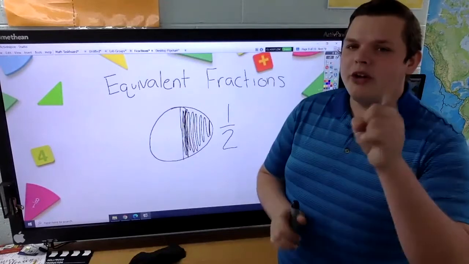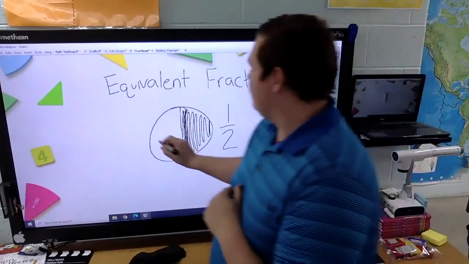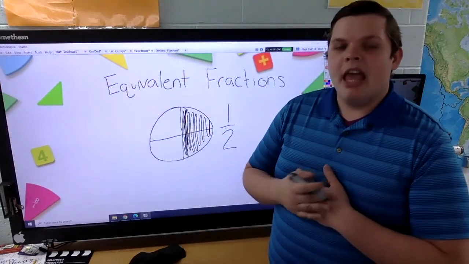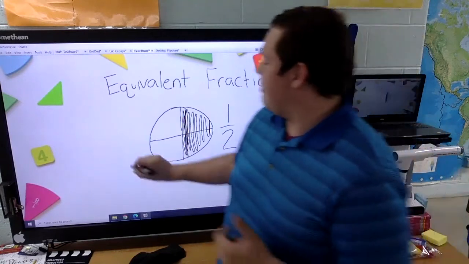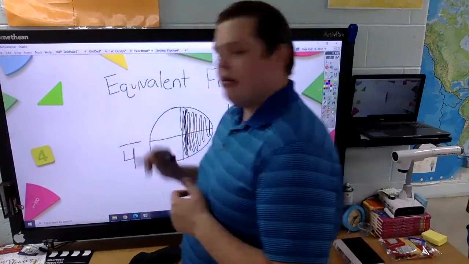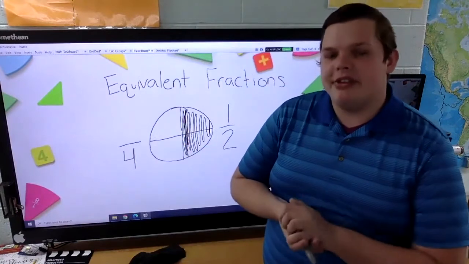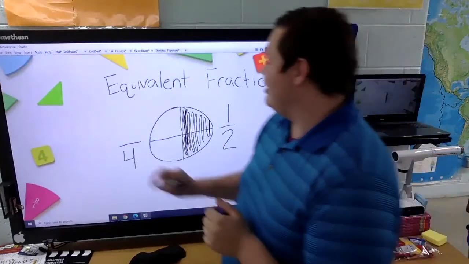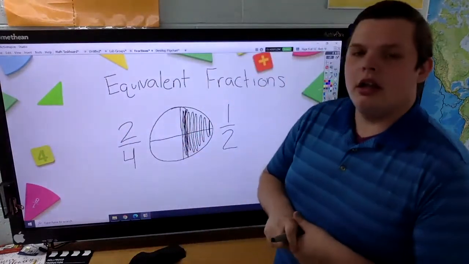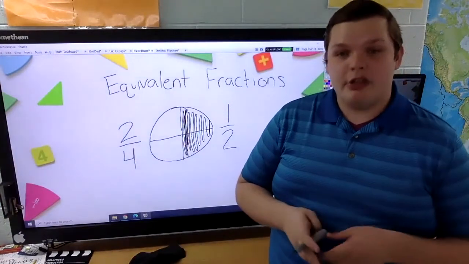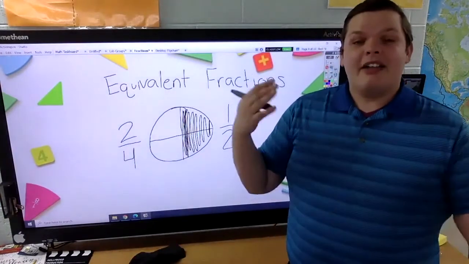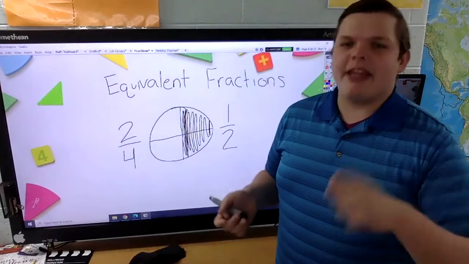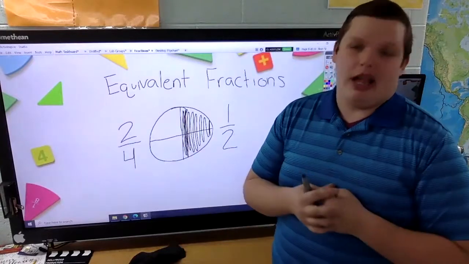Okay? What if I did this though? Now we have 4 parts total, so our denominator can be 4. How many pieces do we have on the top there? How many pieces have we used? 2. The fractions 1/2 and 2/4 are equivalent. They're equal to each other. They mean the same amount. If you split a pizza into 4 pieces and you get 2 of them, that's the same as if you split it into 2 pieces and you only got 1.